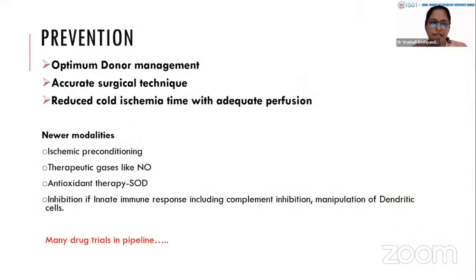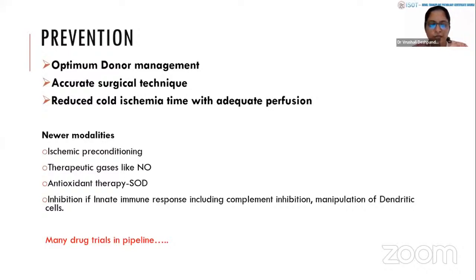Coming to a brief slide about how we can prevent ischemia reperfusion injuries in an allograft. The most important aspects are optimum donor management, accurate surgical technique, and reduced cold ischemia time with adequate perfusion, either by using the machine perfusion technique or by manual technique.